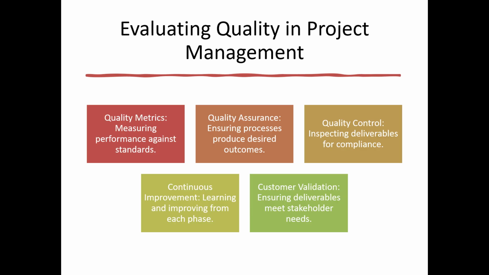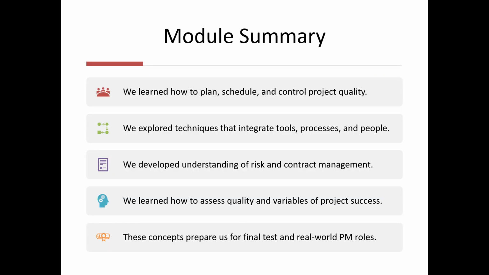Now, we have the module summary. To summarize, this module covered the essential components of project quality, planning, scheduling, and control. We also looked at how people, processes, and tools come together to support project success. In addition, we explored risk management, contract management, and methods for evaluating quality. By understanding these concepts, we are better prepared for both our final assessment and future project management roles.